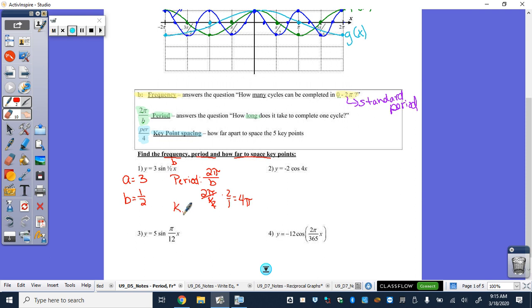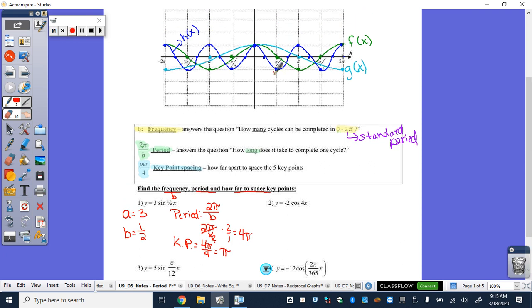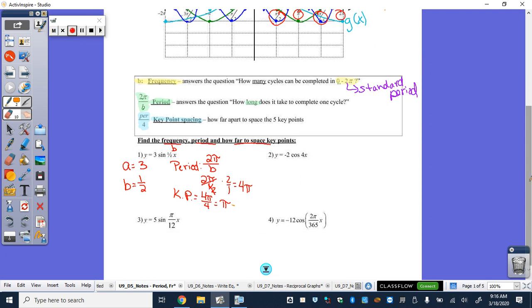And then our key points, which I'm going to shorten to just KP, 4 pi divided by 4. Our key points are going to happen every pi. So, looking up here, standard is pi over 2, pi, 3 pi over 2, 2 pi. What key points of pi says is it's going to be 0, pi, 2 pi, 3 pi, 4 pi. That's where all the important points are going to end up hitting, every pi value, as opposed to every pi over 2, which our standard graph was doing.